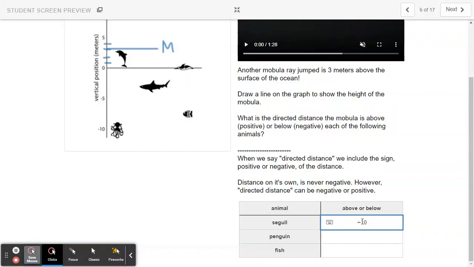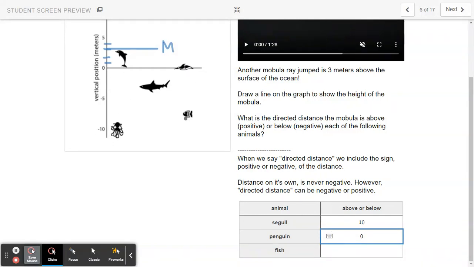It's just that typically it's understood by a mathematician that if you don't have a positive sign, if you just have a 10, it means positive 10. We just know that, right? We know our penguin is at 0. 0 is not a positive. It's also not a negative. It's just 0, right?